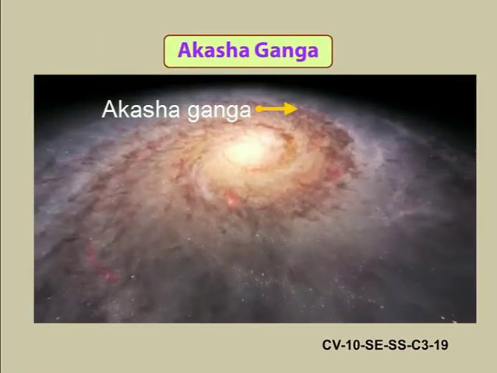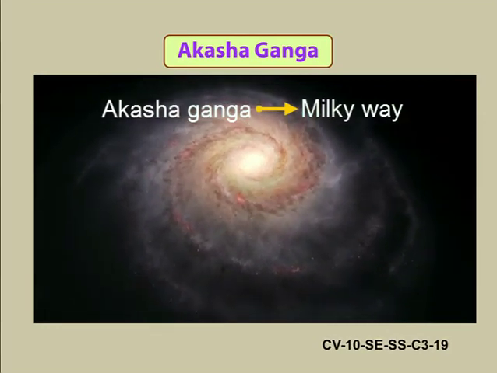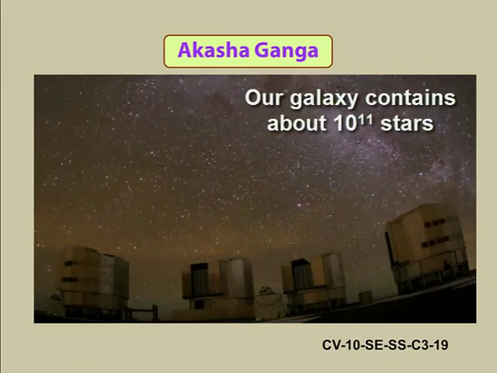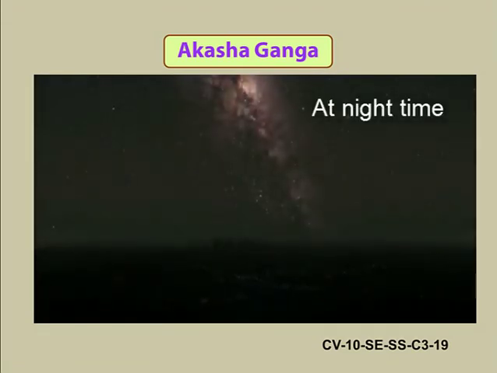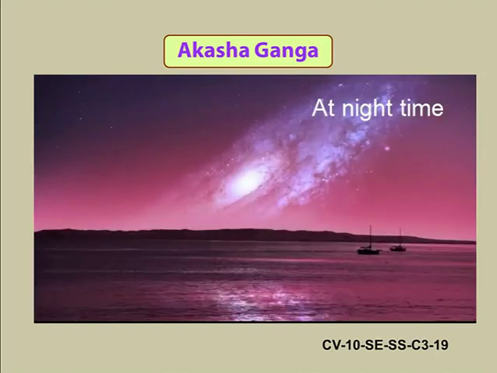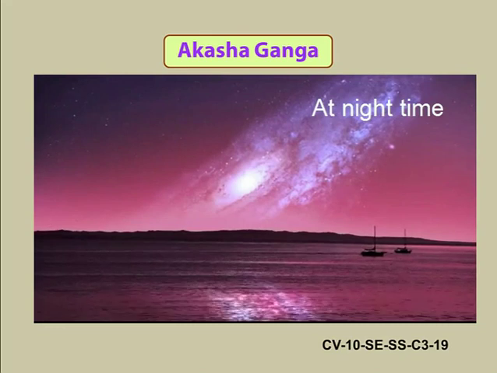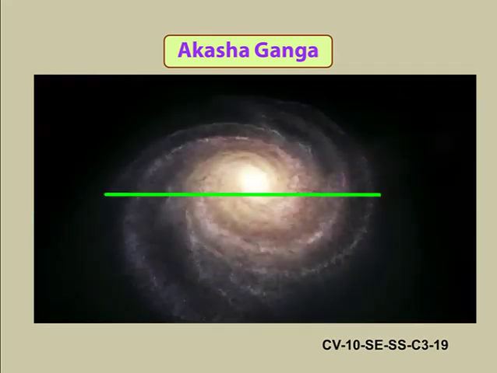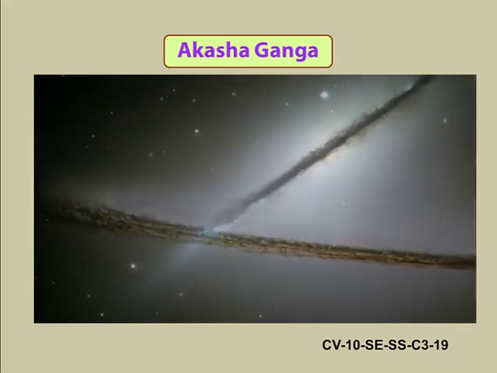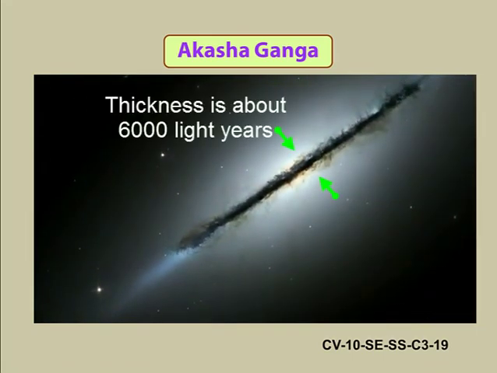Let us understand more about our own galaxy, Akash Ganga. It is also known as Milky Way. Our galaxy contains about 10 to the power of 11 stars. Milky Way is seen on a clear night as a hazy, luminous band that stretches across the sky among other stars. The diameter of the Milky Way is about 1 lakh light years and central thickness is about 6,000 light years.